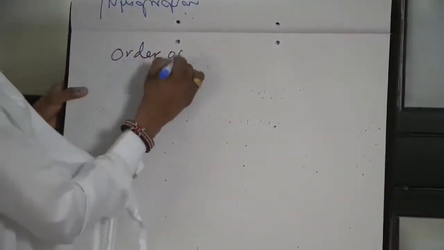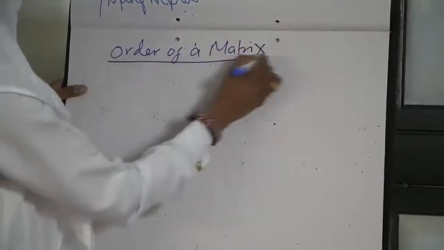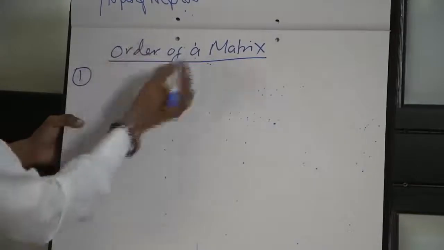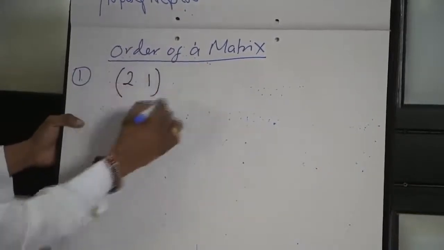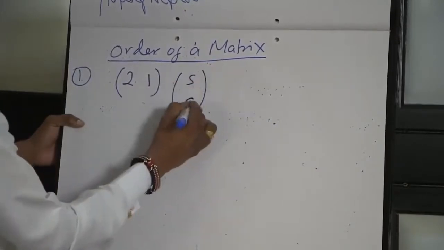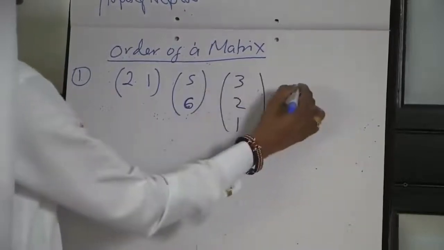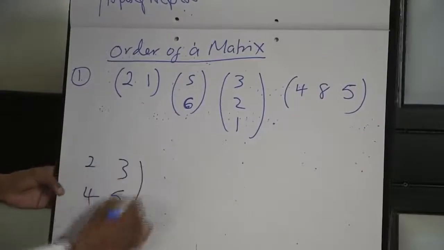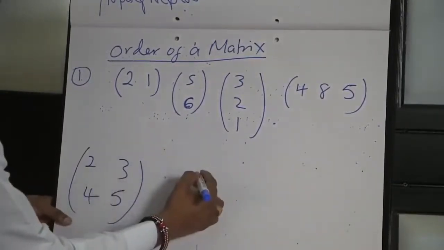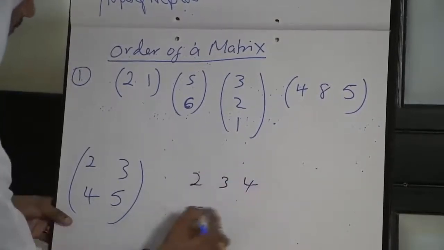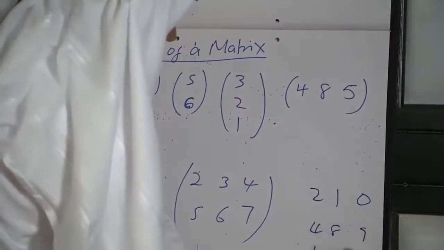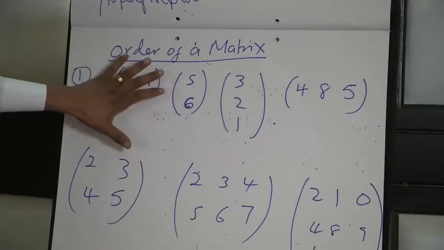We want to go to naming of a matrix, or the order of a matrix. In determination of the order of a matrix, number 1, suppose you are given 2, 1, 5, 6; 3, 2, 1, 4, 8, 5; 2, 3, 4, 5; and again another example, 2, 1, 0, 4, 8, 9, 1, 2, 1. How do we name these matrices?